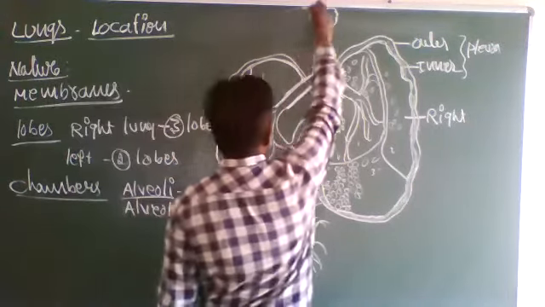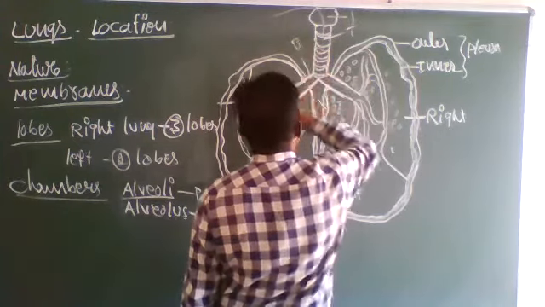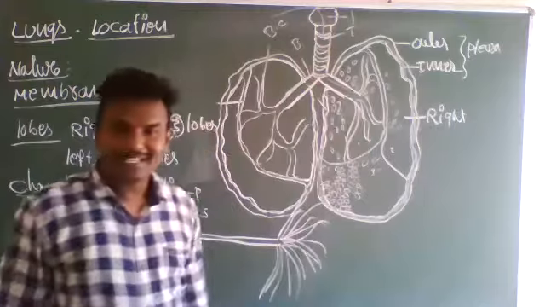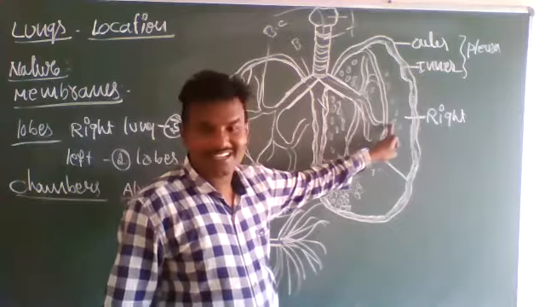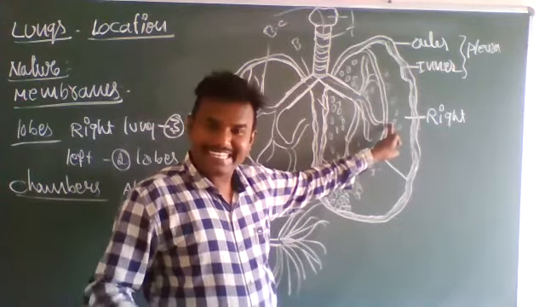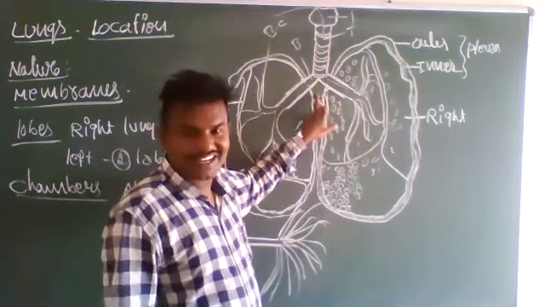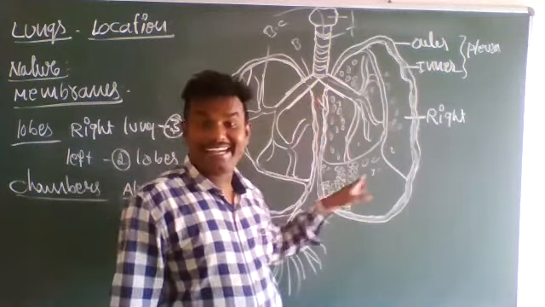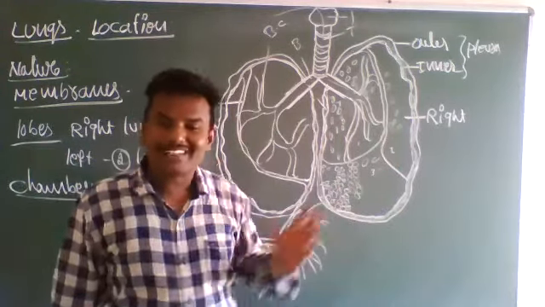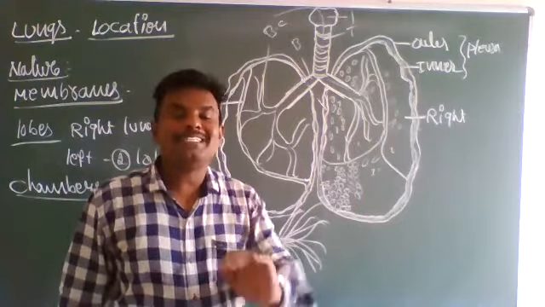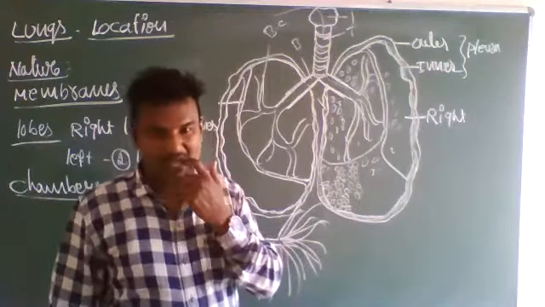Through bronchioles, see here, this is larynx, trachea, bronchi, bronchioles, etc. From upside, oxygen reaches the alveoli. In the alveoli, before the oxygen comes, deoxygenated blood from the heart has already entered. So the purification of blood occurs in the lungs. Purification means deoxygenated blood becomes oxygenated in the lungs.